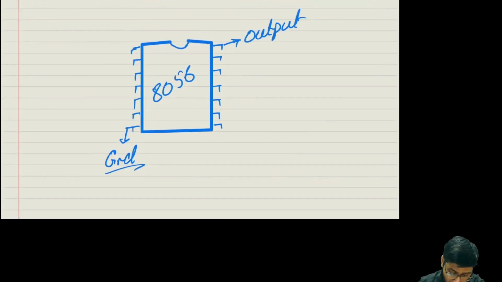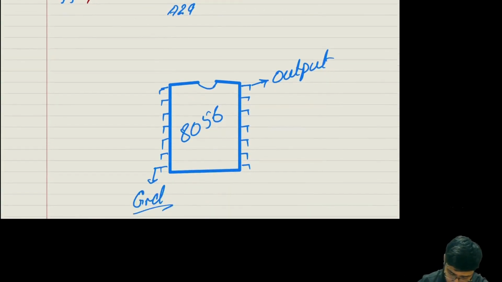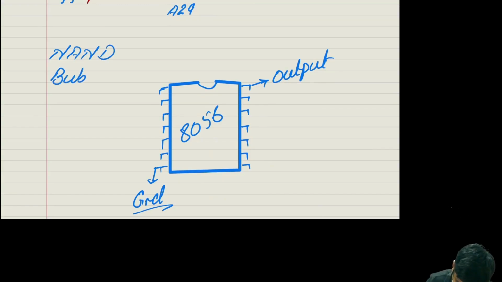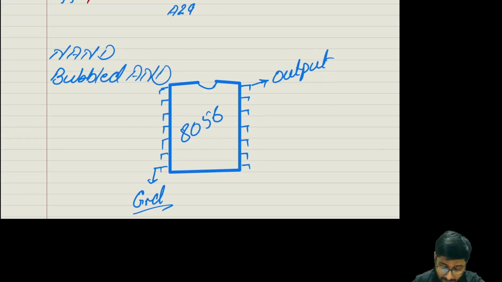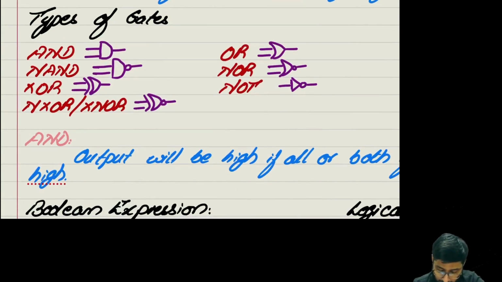Just because of this bubble, the NAND gate may also be termed the bubbled AND gate, just because of this bubble that you can see in front of the NAND gate. Similarly, for the OR and NOR, both are the same, but there is a difference of this circle, or bubble. So similarly, the NOR gate may be called the bubbled OR gate as well. Similarly, for the NXOR it goes the same. Just because of this bubble, it may be called the bubbled XOR gate as well.